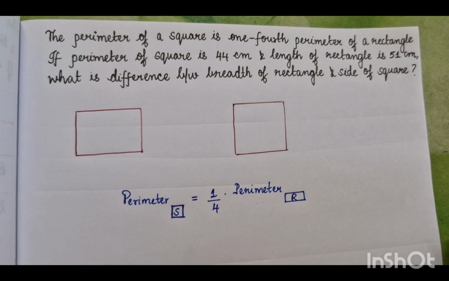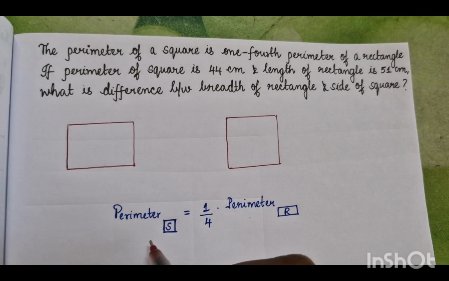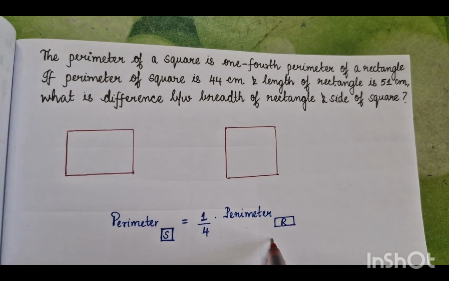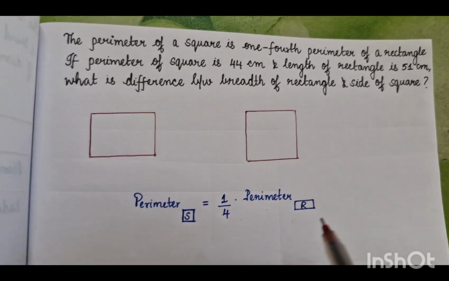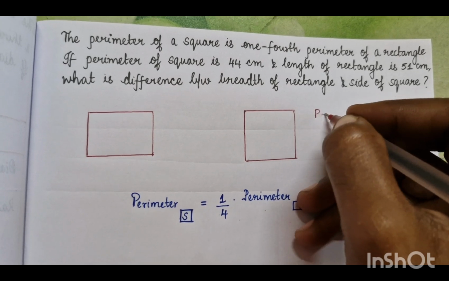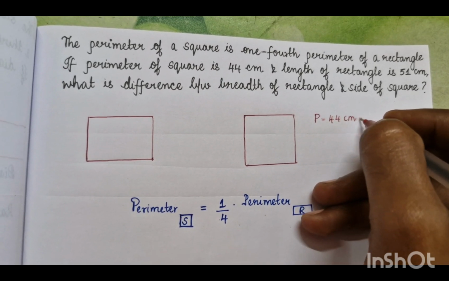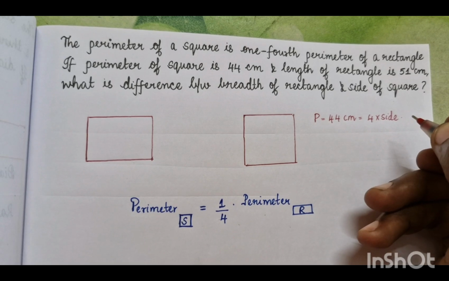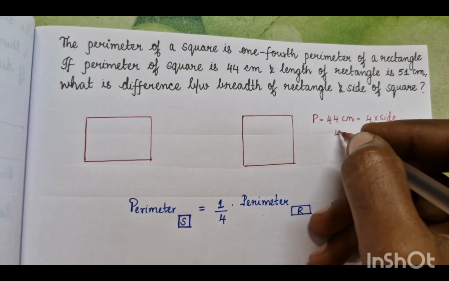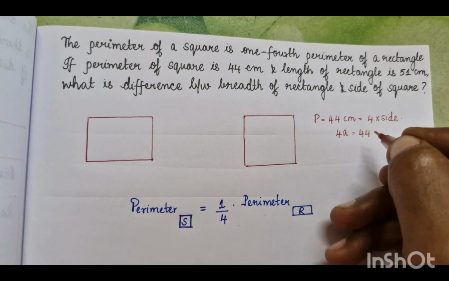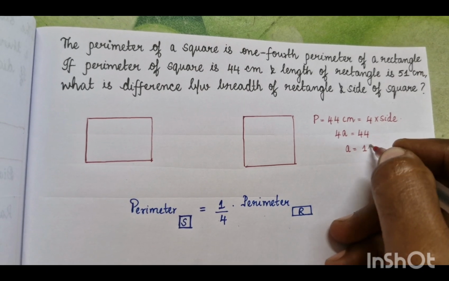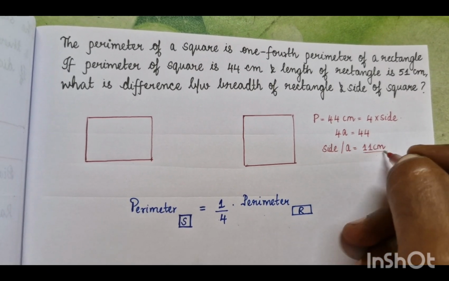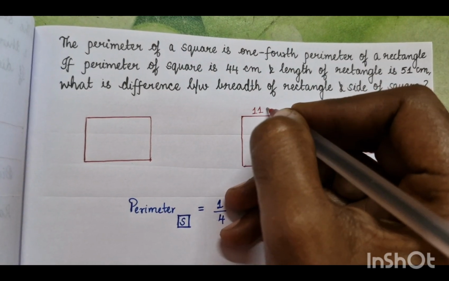The perimeter of a square is 1/4 the perimeter of a rectangle. If the perimeter of the square is 44 centimeter, then perimeter 44 centimeter is equal to 4 into side. Therefore 4a is equal to 44. A is equal to 11 centimeter. So the side is equal to 11 centimeter.